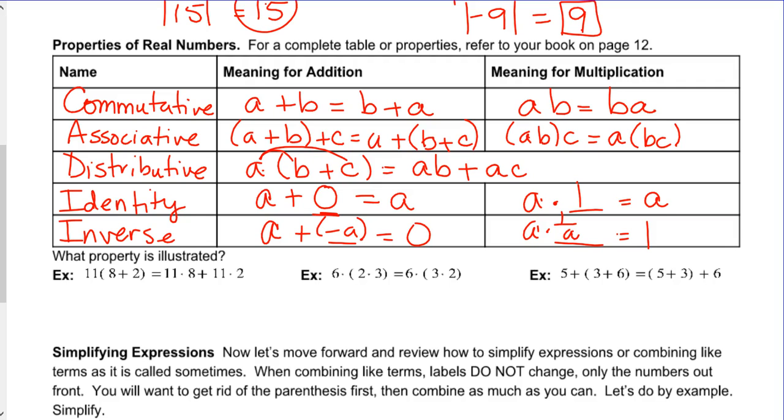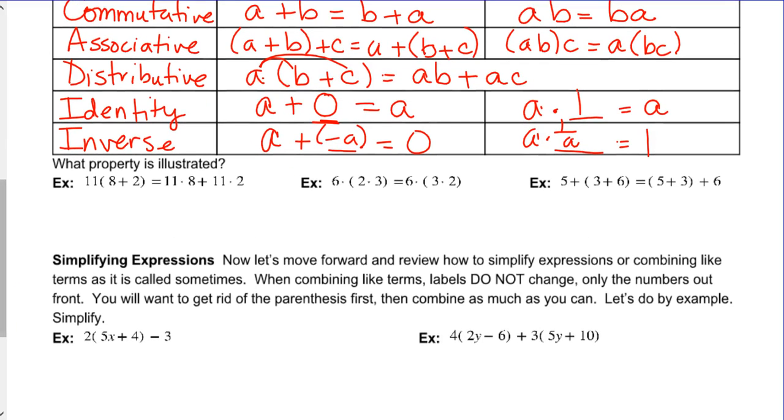All right, so let's illustrate what property is shown in this problem. What do I do to the first part to get to the second part? Well, it looks like we've taken the 11 times the 8 and the 11 times the 2. Therefore, we could say this is our distributive property.